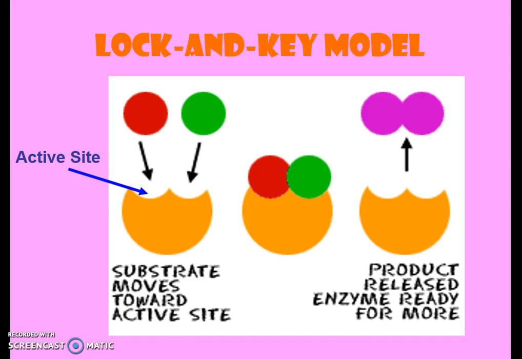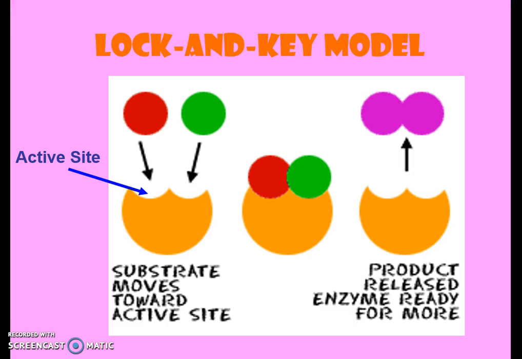So the simplistic version of explaining how an enzyme works is this whole lock and key model. The idea that the substrate has a shape that's complementary to the active site. It binds, products are formed, or products could be broken apart or fused together, and then products are released. That's called the lock and key model.